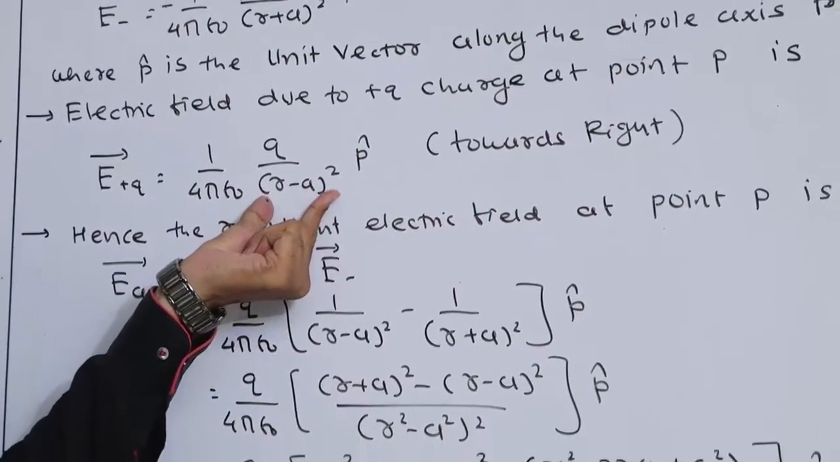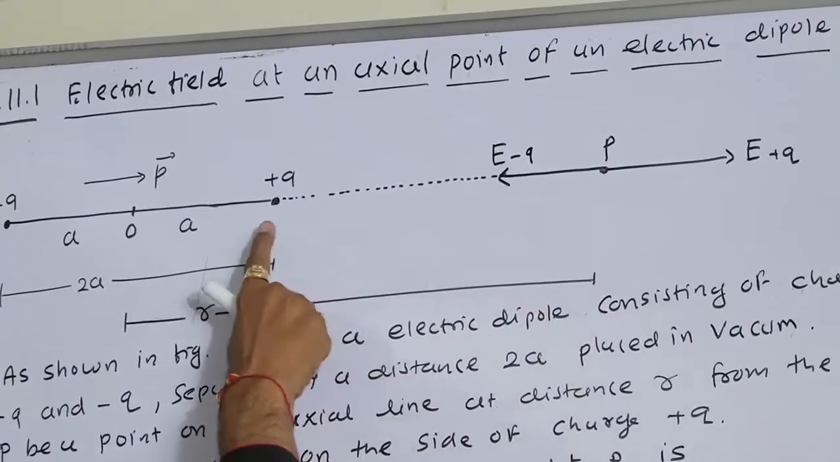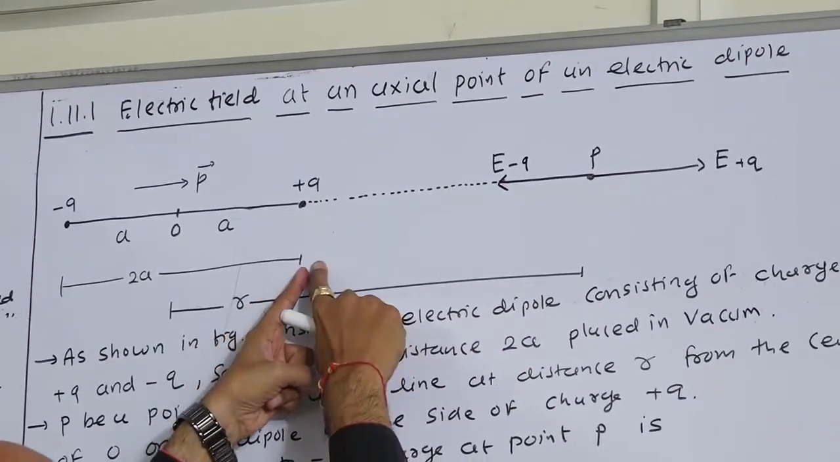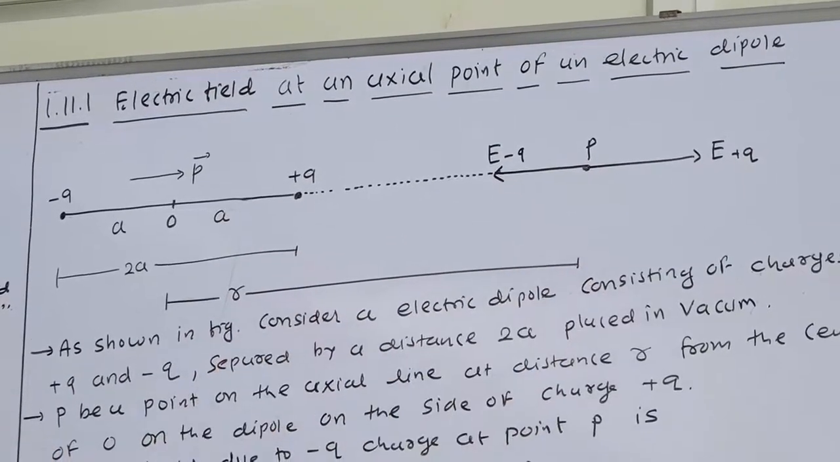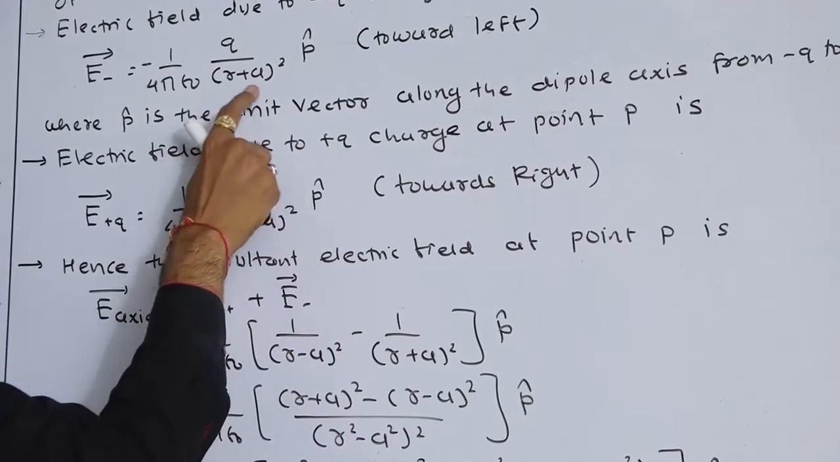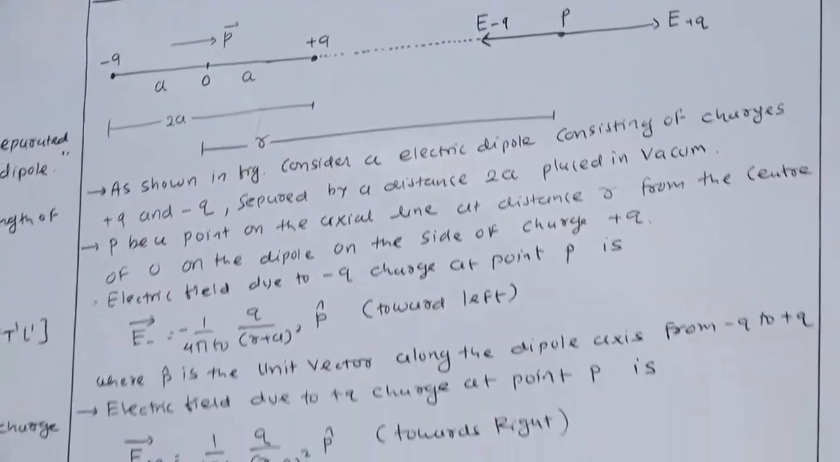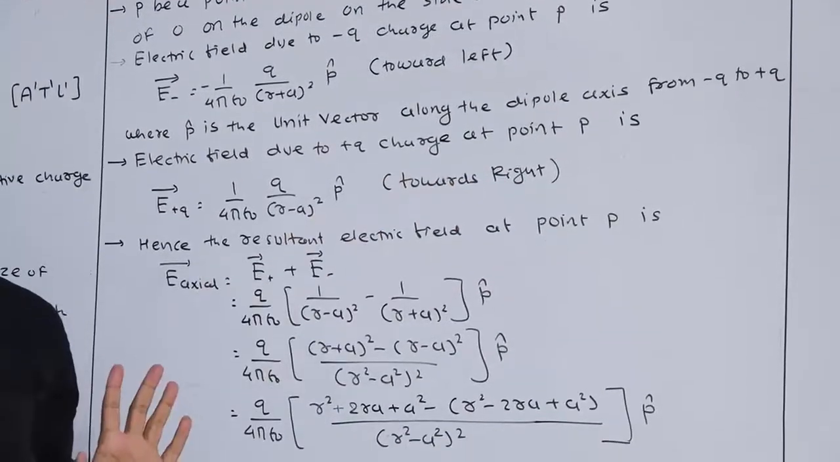Which equation are we using? There is (r minus a) whole square, because the position of the point P from the plus q charge is at a distance r minus a. Therefore, we write r minus a. For minus q, we are using r plus a. For plus q, we are using r minus a. And it is acting towards the right side.